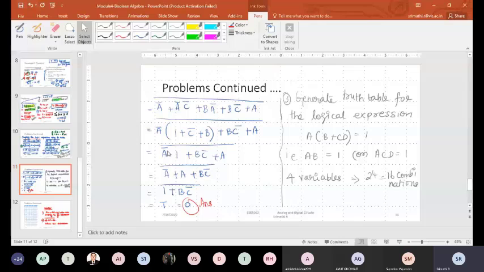Now A bar + A + B C bar, and we know A bar + A is 1. So it is 1 + B C bar, the whole bar. And what is 1 plus anything? It is again 1. And already one complement is there. It is 1 bar, which is equal to 0.